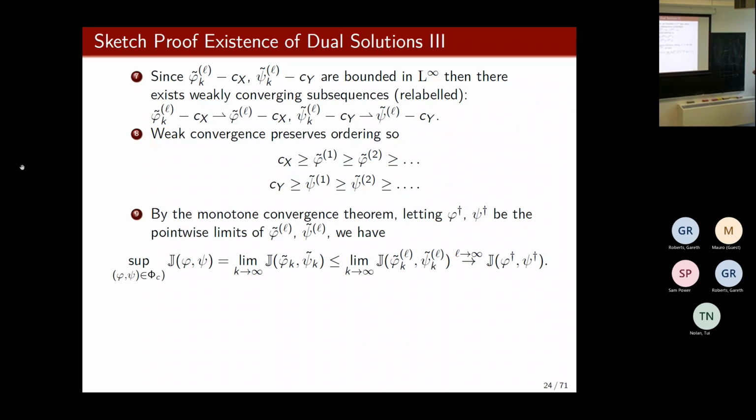Okay, so this means I can apply the monotone convergence theorem, and I have some pointwise limits, let's say psi dagger and phi dagger. Then if I take my supremum, so I take my dual problem, by construction I know that. Because psi tilde and phi tilde were maximizing sequences, so this was by choice. Then this was because I've increased the value.